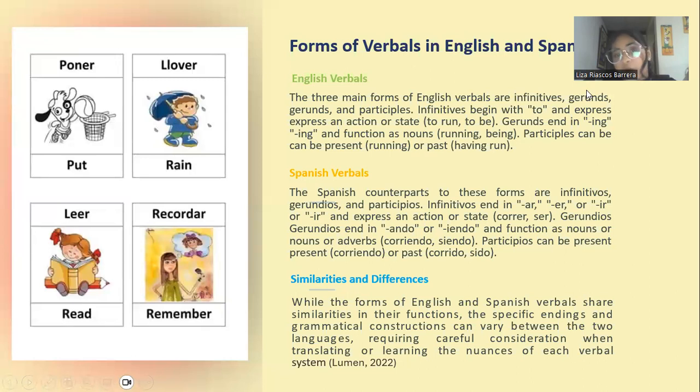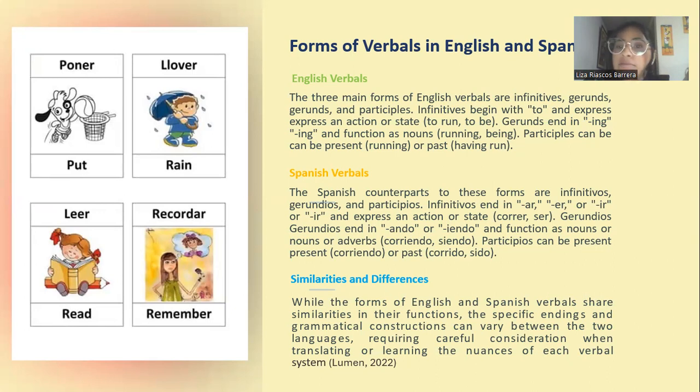About the forms of the verbals in English and Spanish. English verbals: the three main forms of the English verbals are infinitives, gerunds, and participles. Infinitives begin with "to" and express an action or a state: to run, to be.